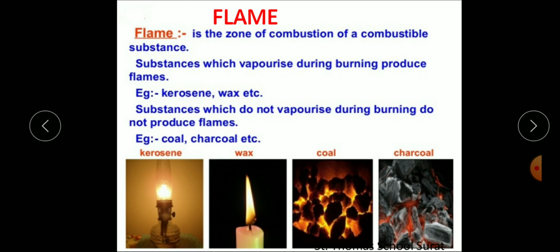See, during magnesium ribbon that burns with the dazzling white flame. We have learned this, yes or no? So here the examples which we have given, kerosene and wax. Kerosene lamp has a yellow, you can see this is a kerosene lamp. This has a yellow and smoky flame.